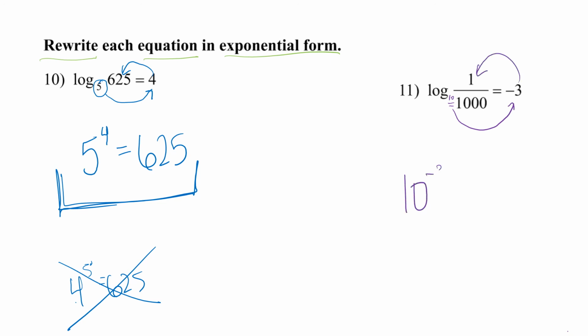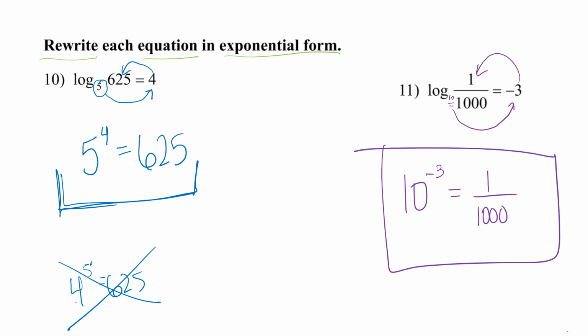10 to the -3 equals 1 over 1,000. Again, that negative exponent's coming back. Remember, the negative means it throws it in the basement, and then 10 to the 3rd is 1,000. So that's where that comes from. But this is our answer.